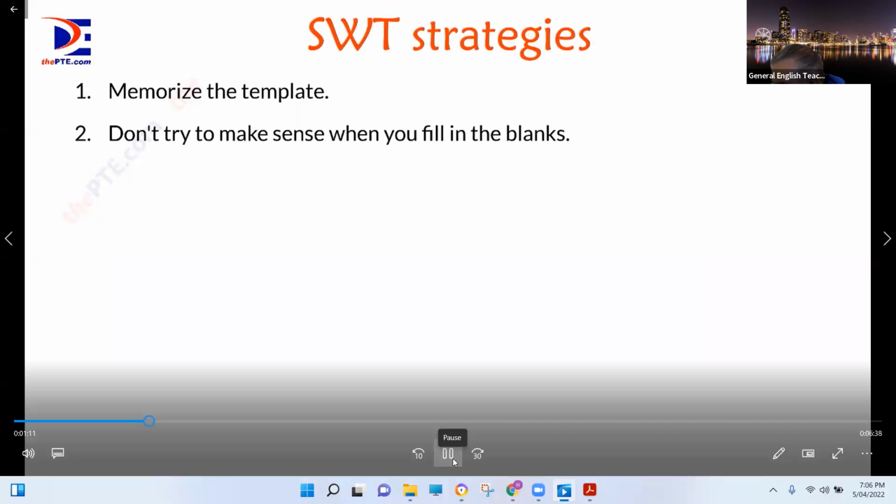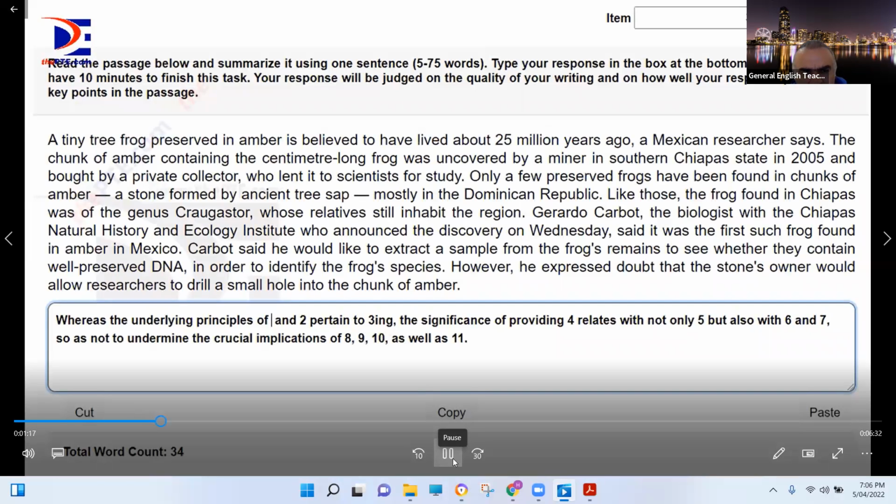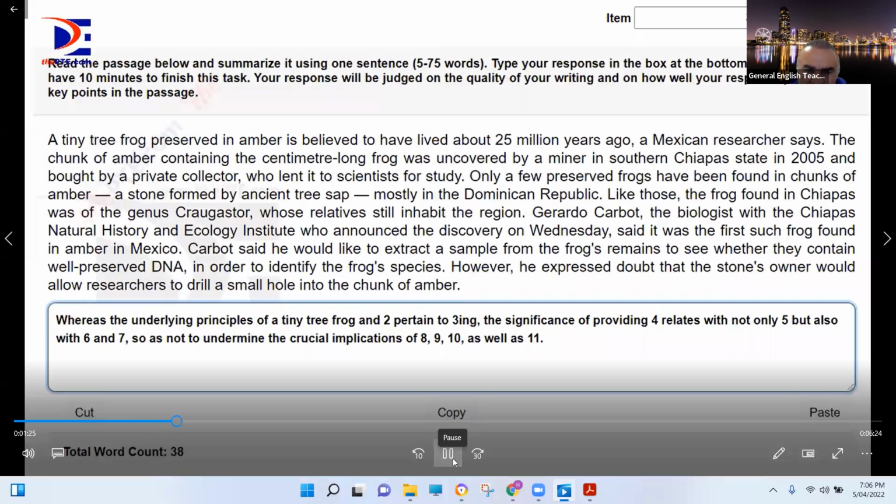Number 2, don't try to make sense. When you fill in the blanks with content words, don't even try to make sense. The computer is good at the spelling, punctuation, and grammar, but not at semantics, which is another name for meaning of words. Watch this video to see what I mean.